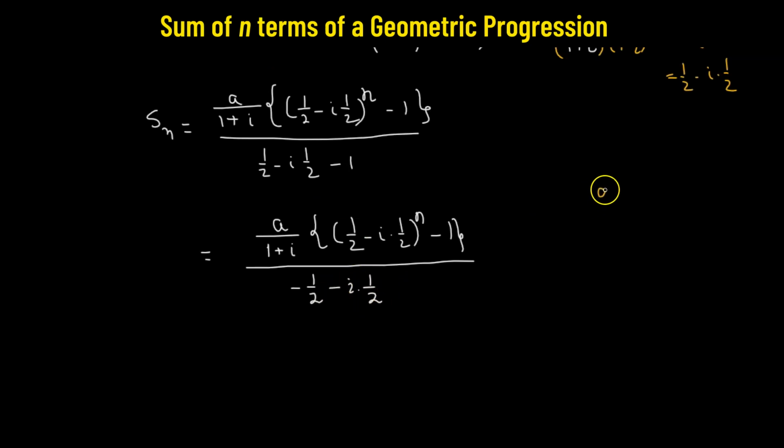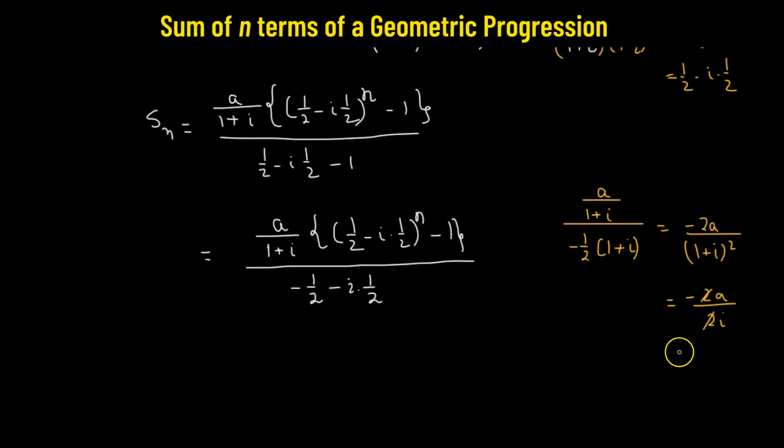Let's simplify a divided by 1 plus iota whole divided by, so we have negative half minus iota times negative half. So if we take negative half as the common factor, so we have 1 plus iota. So this will be equal to, we'll take negative half to the numerator. So this is going to give us negative 2a divided by 1 plus iota whole square. So 1 plus iota whole square, that's negative 2a divided by 2 iota. So 2 and 2 get cancelled, and we have negative a divided by iota.